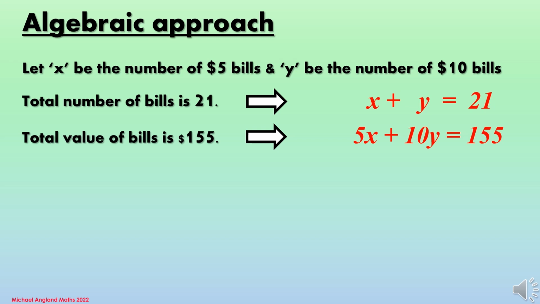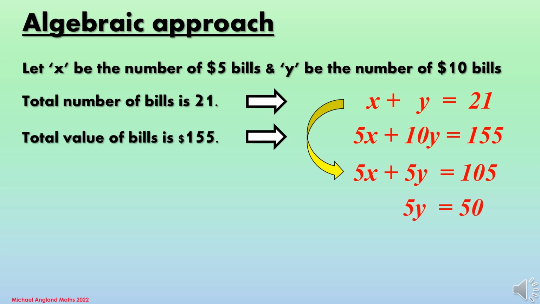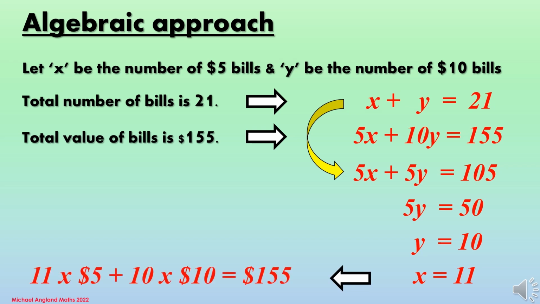Now, from equation 1, we can multiply through by 5 to get the third equation, 5x plus 5y equals 105. Subtracting that from the second equation leaves us with 5y is equal to 50. 155 minus 105. That means y is equal to 10. Substituting that into the first equation, x plus y is 21. If y is 10, x is 11. Testing that, 11 times 5 plus 10 times 10 is $155.